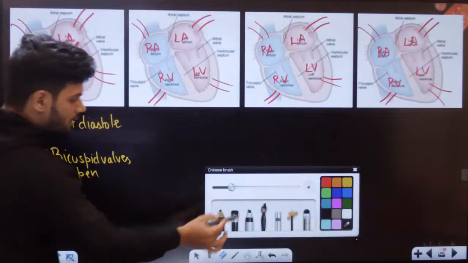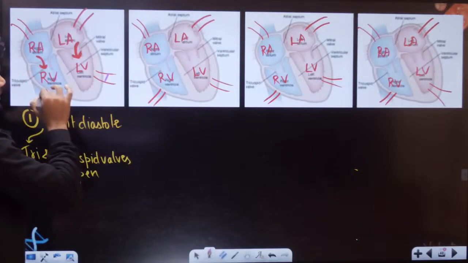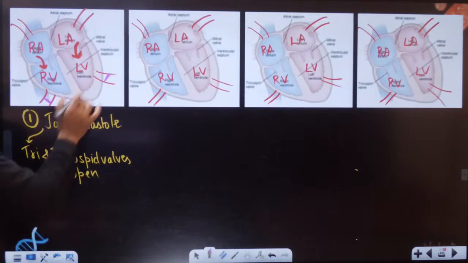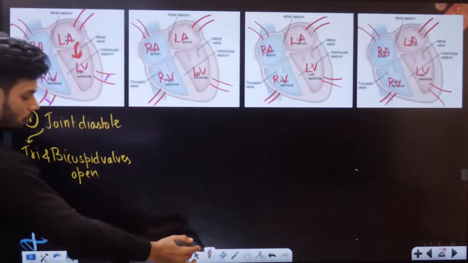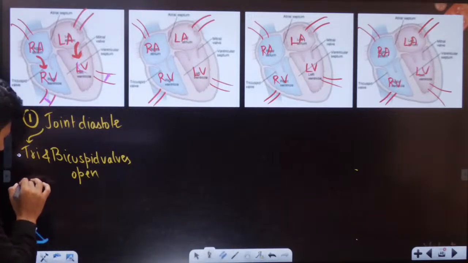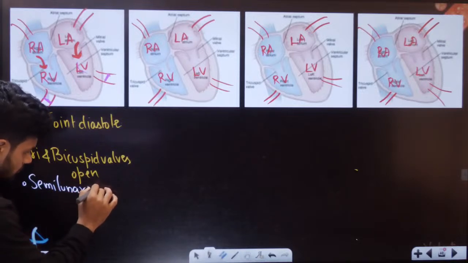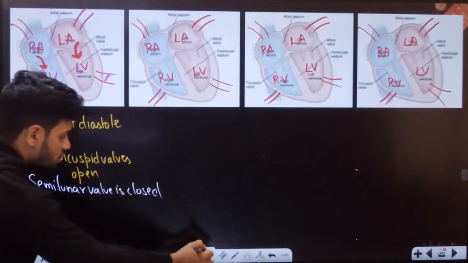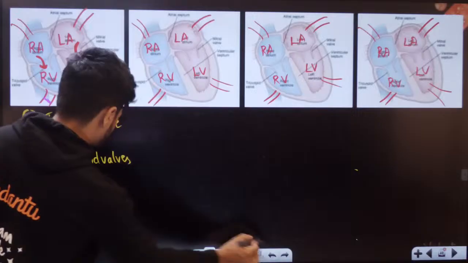Now, what about these two valves right now, students? What about the semilunar valves? These semilunar valves have to be closed. If these two valves are not closed, blood will keep on going out. So, the semilunar valve is closed right now. Now, in this condition, what happens? Students, need more space here. Is closed.